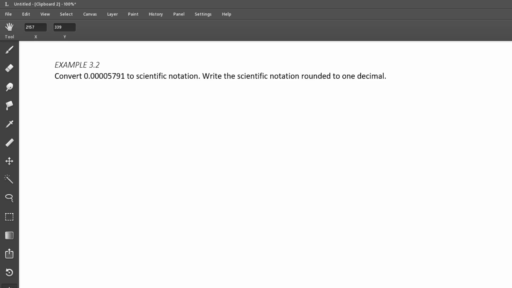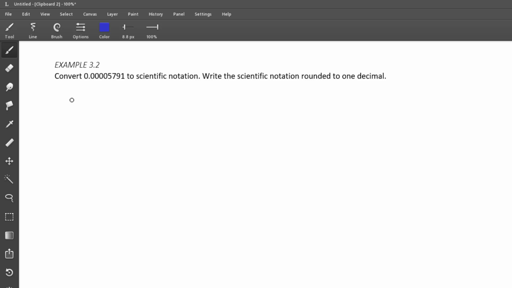0.00005791 to scientific notation. Write the scientific notation rounded to one decimal. So note it says, write the scientific notation rounded to one decimal. If we wrote the original number rounded to one decimal, it would just be 0.0. Scientific notation actually focuses right in on the part of the number that has the information. So our scientific notation for this number is going to focus in on 5, 7, 9, and 1. I'm going to write it first with all of the decimal places, then I'm going to round.